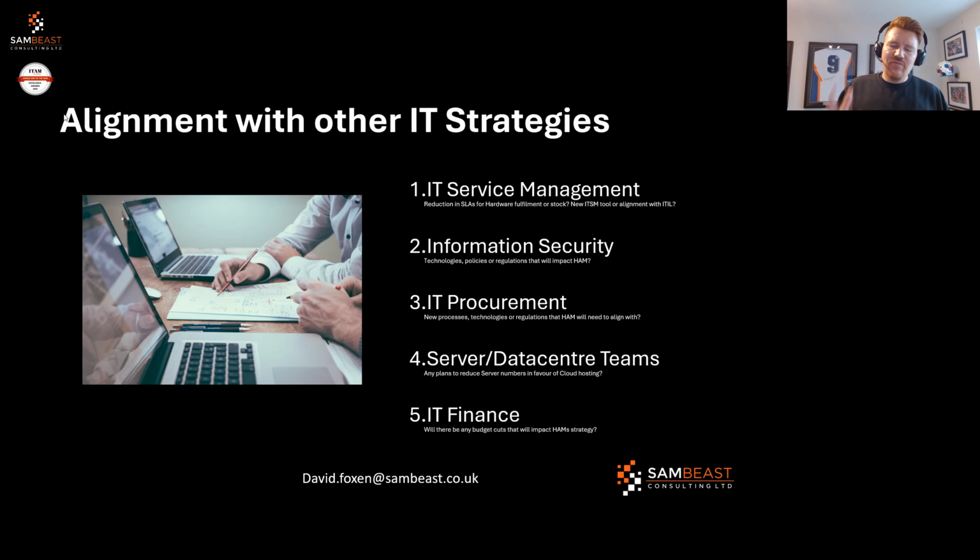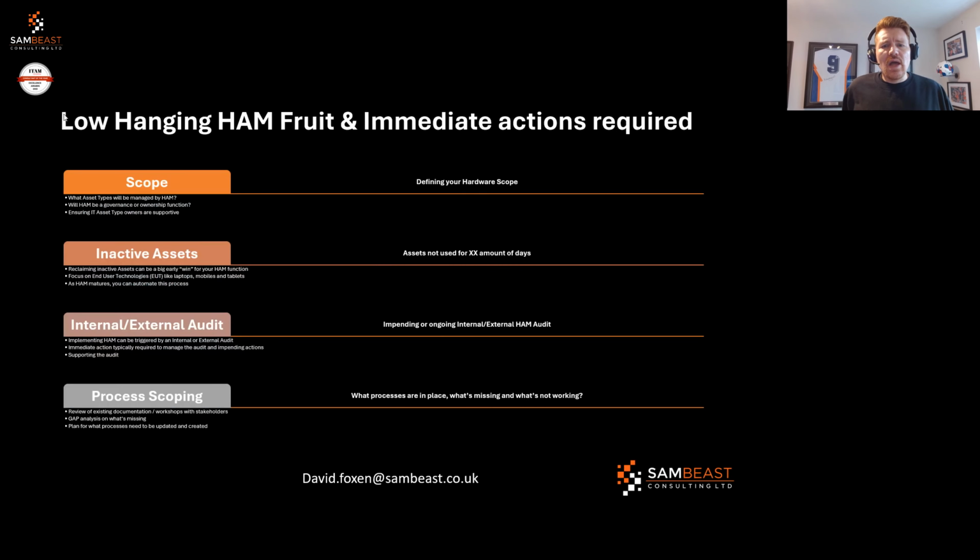So really, these are five really critical key stakeholders, and there are some good starting points where you can engage with them. So when building out your HAM strategy, if you're starting from zero or a brownfield or a relatively immature estate, there's a lot of low-hanging fruit and immediate actions that you can look at building out.